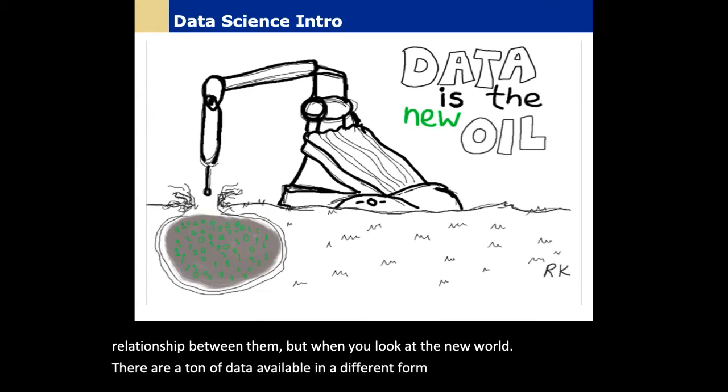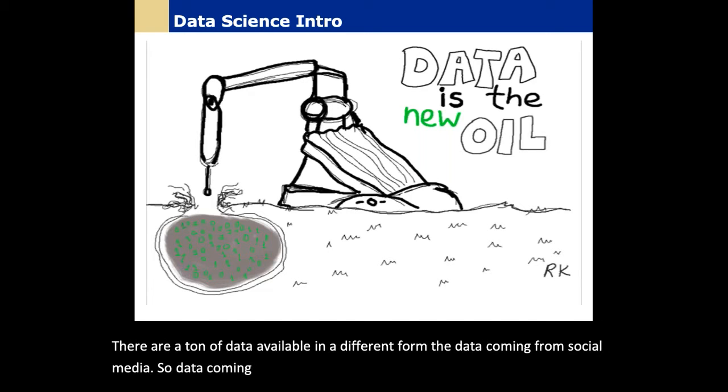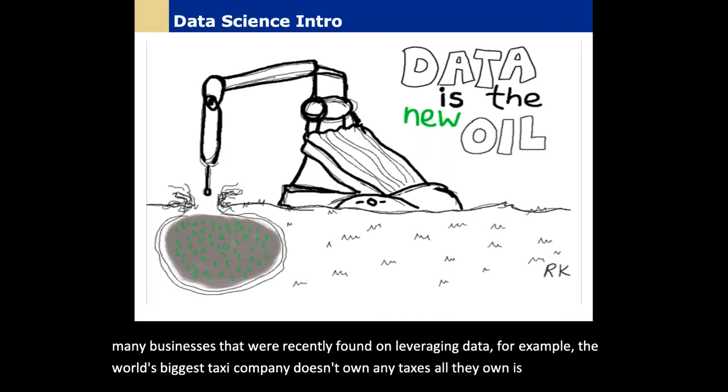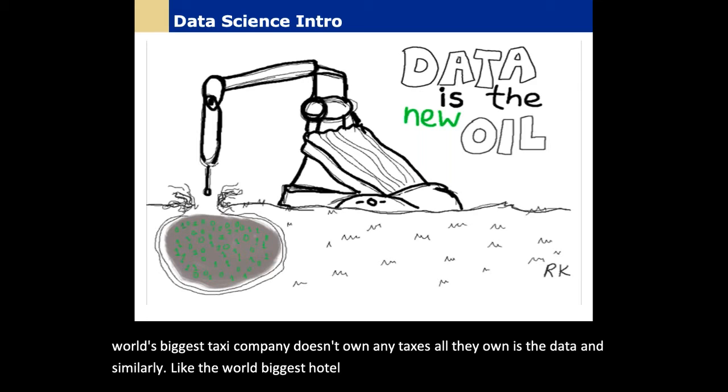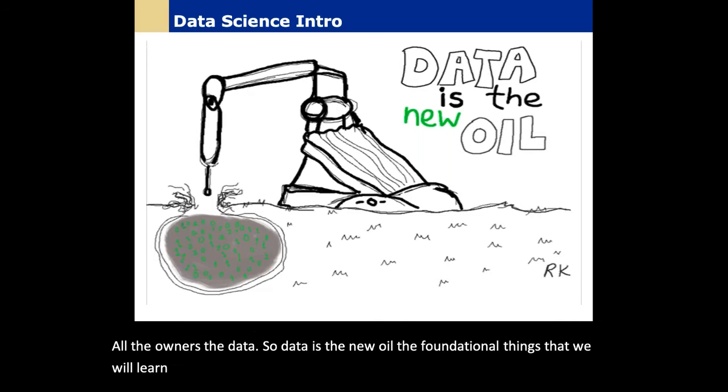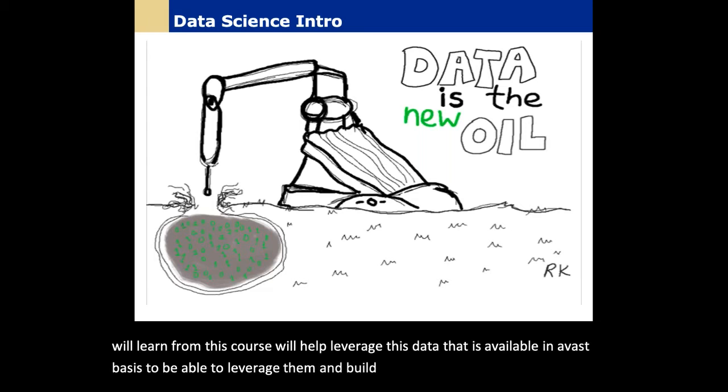The data coming from social media and from IoT devices is not structured, and there are many businesses that were recently founded on leveraging data. For example, the world's biggest taxi company doesn't own any taxis; all they own is the data. Similarly, the world's biggest hotel business does not own any brick-and-mortar hotel premises; all they own is the data. So data is the new oil, and the foundational things that we will learn from this course will help leverage the vast data that is available to build machine learning and data science experiments.